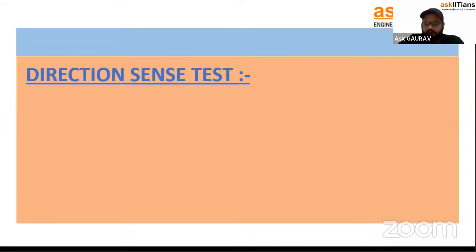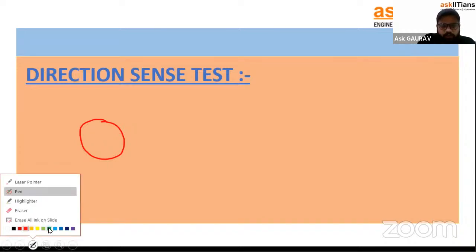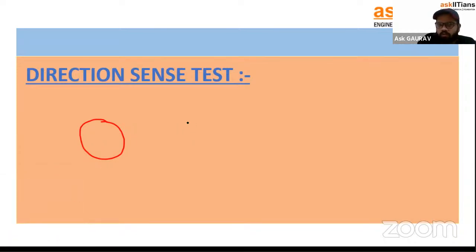This chapter, direction sense test, right? Where we should have a knowledge of directions. For example, if I just say, you have to move clockwise, what does it mean? Like in a circle, if you have to move clockwise, it means in the direction of a clock. And how the clock moves, it's like 12, 1, 2, 3, 4, 5, 6. So the needle of that clock will move like this, right?